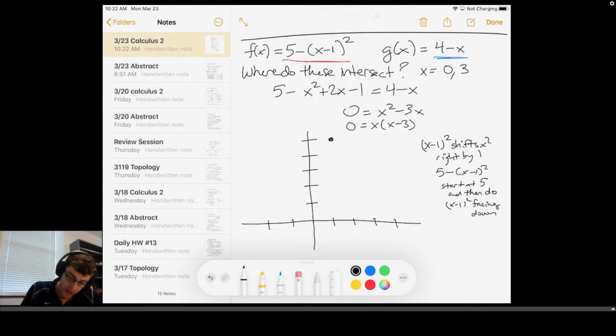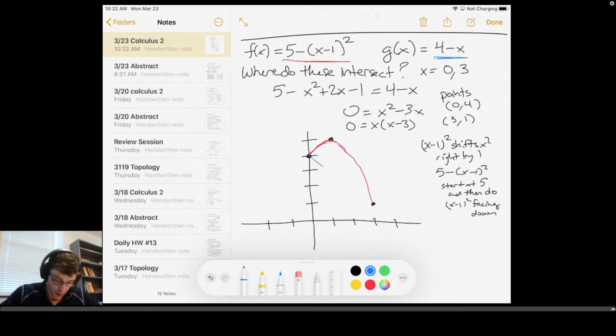So what are our points here? Points of intersection. So at 0, our y value is 4. At 3, our y value is 1. And so I'm just going to go ahead and put those to start because that's helpful. And so this guy, all I really care about is that part. And it looks something like this. And then 4 minus x, well, this is linear, and I know the two intersection points, so I just get this. So this is my f, this is my g, and then I care about this area in between.